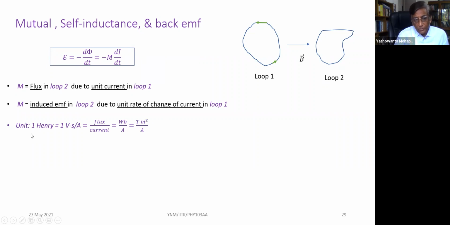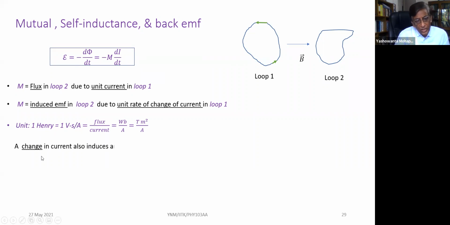And the unit of inductance is 1 Henry, 1 volt second per ampere, which is nothing but flux by current. Flux is, of course, in Weber, current is in amperes, and Weber is nothing but Tesla times area in meter squared, so 1 Henry is Weber per ampere. 1 Henry is quite a large unit of inductance.